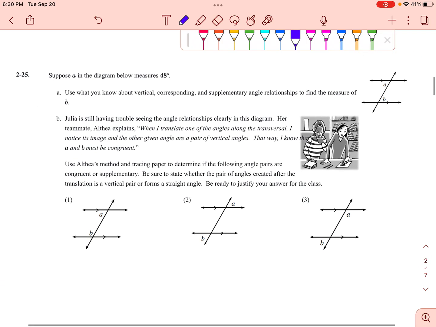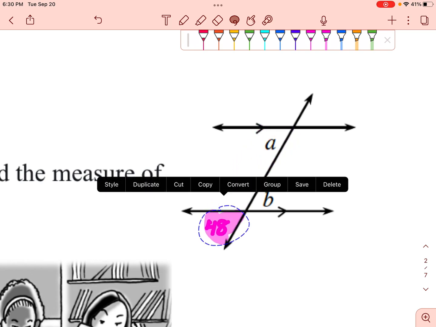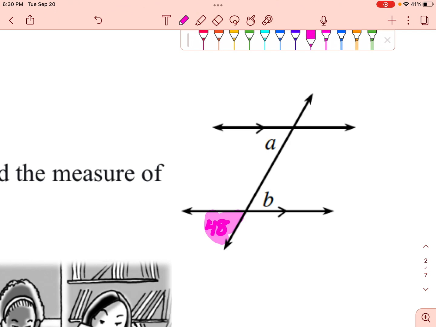On 225, we're going to be looking at some other types of angles and their relationships. It says use what you know about vertical and corresponding and supplementary angles to find the measure of angle B. So we're pretending that angle A is 48 degrees. So we're going to say this pink angle right here is 48 degrees. And if that pink angle is 48, because I see the parallel lines, I can slide it down my transversal, and that means that this pink angle is 48. Again, if angle A is 48, because it's on these parallel lines, you can slide it down, and this pink angle is 48.